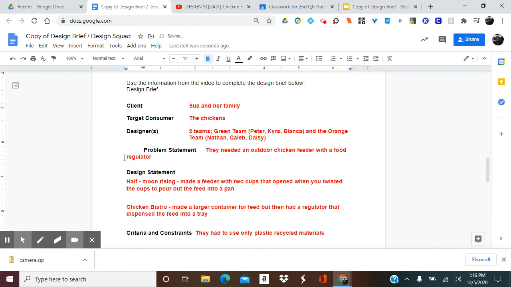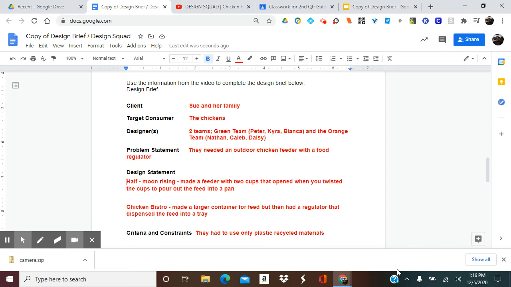So, what did they design? The two teams designed different feeders. The Half Moon Rising team made a feeder with two cups that opened when you twisted the cups to pour out the feed into the pan. And the Chicken Bay Stro made a larger container for feed, but then had a regulator that dispensed the feed into the tray.